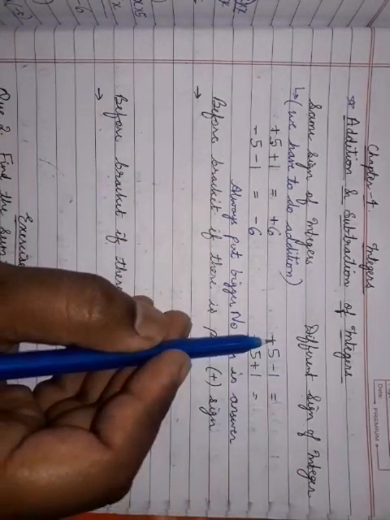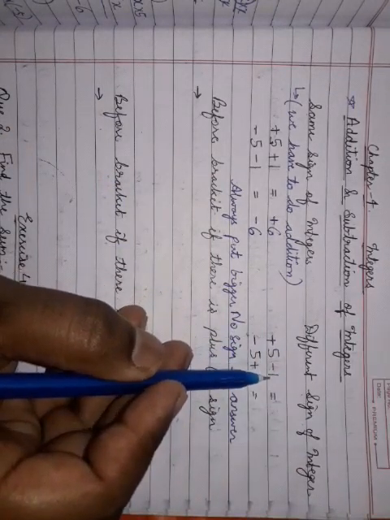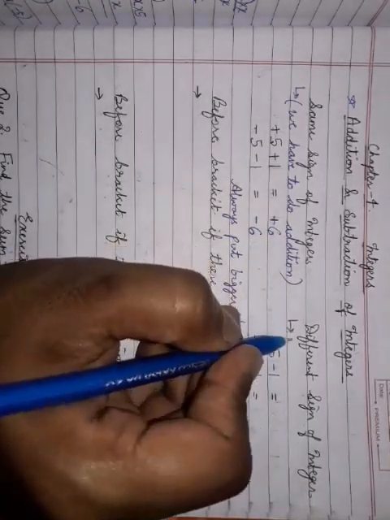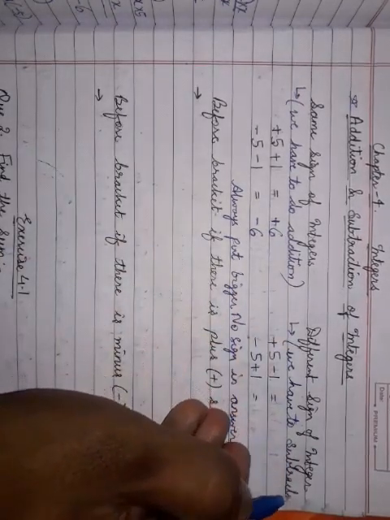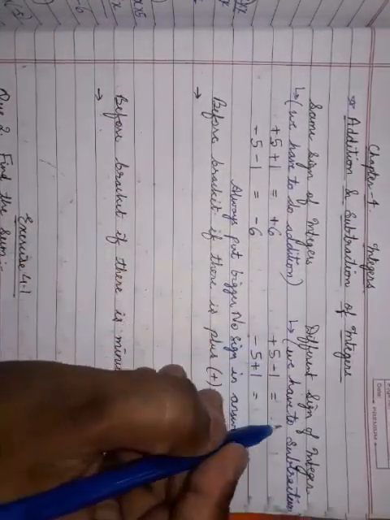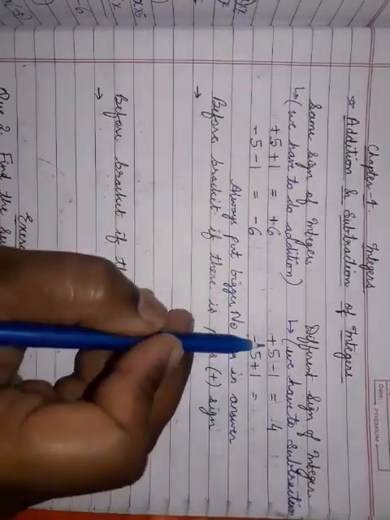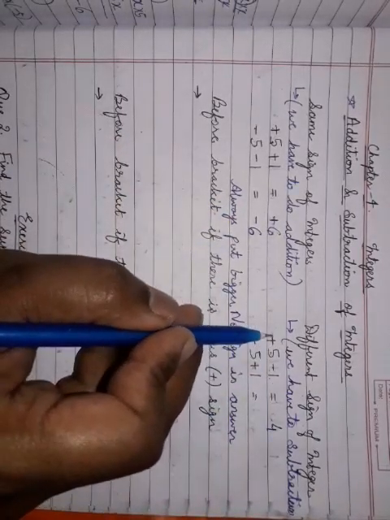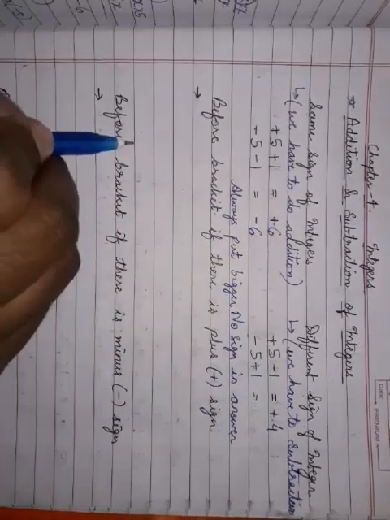Same here, different sign of integers. So here 1 is plus and 1 is minus. Plus 5 minus 1. So here what do we have to do? We have to do subtraction. So 5 minus 1 is 4, and always put the bigger number's sign in the answer. So the bigger number is 5. 5 is having a plus sign. What is the answer? Plus 4.